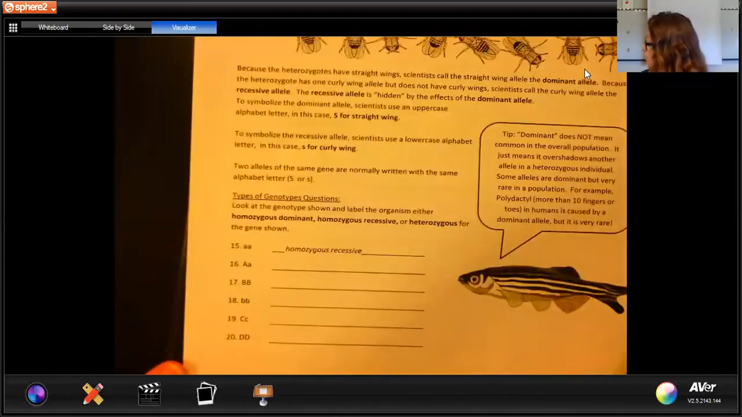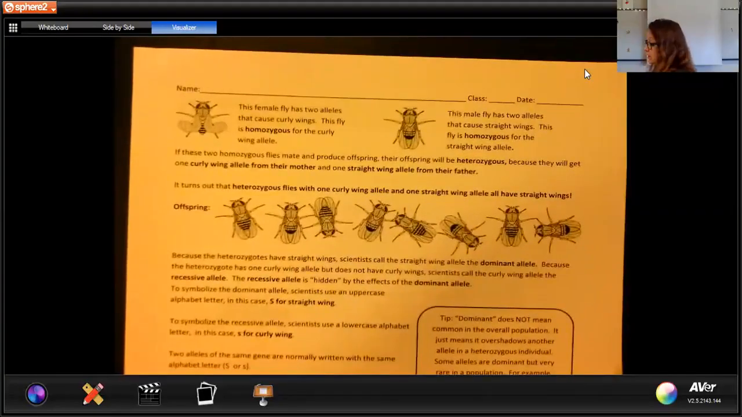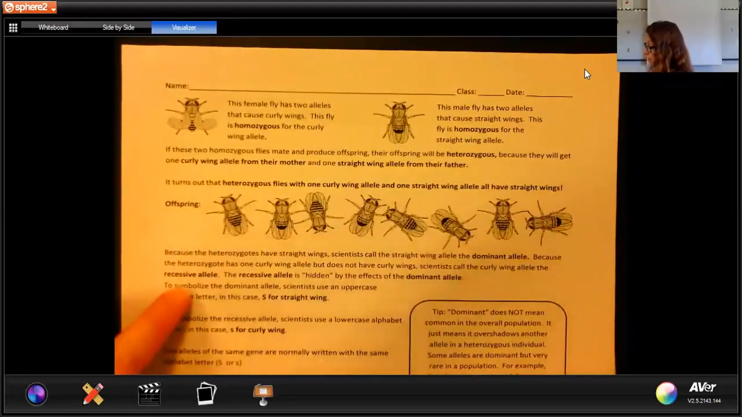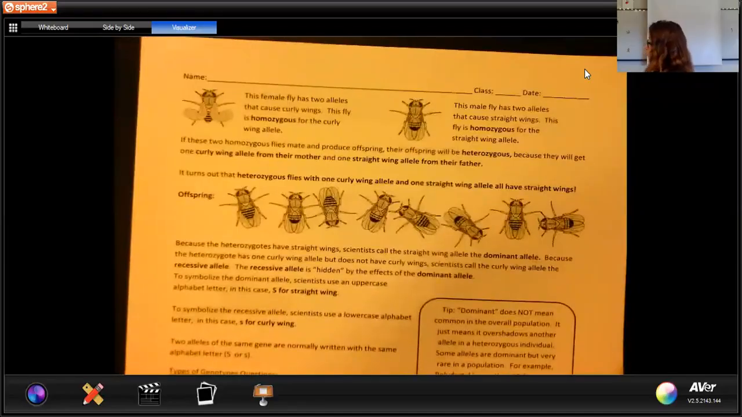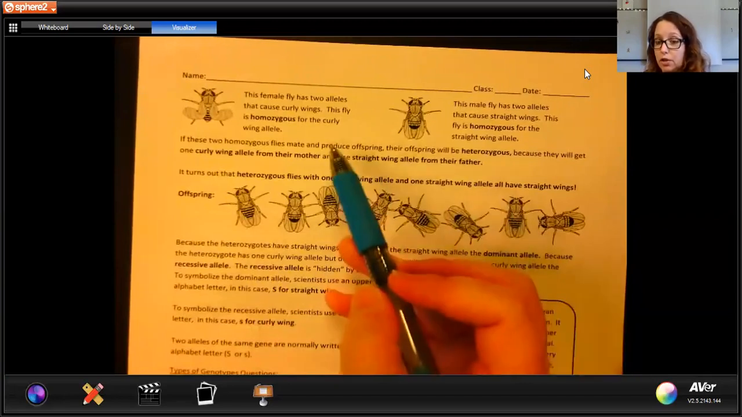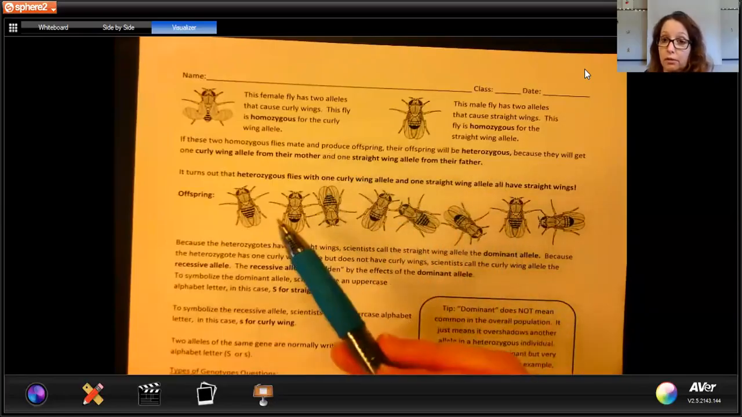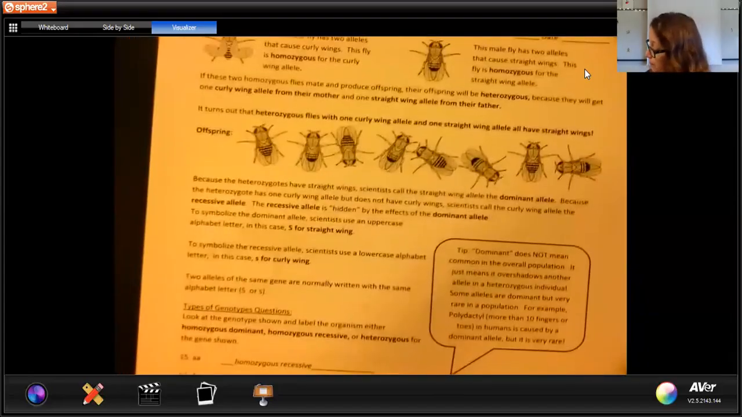Referred to as homozygous or heterozygous. And so here you have flies. This female fly has 2 alleles that cause curly wings, and the male fly has 2 alleles that cause straight wings. Here is their offspring here. You can see that they're all straight wings. So we can call the straight wing a dominant allele, because all the F1 generation became straight wing, and we're only looking for 1 trait. And so we're looking at a monohybrid cross here. Our F1 generation is all heterozygous, straight wing, curly wing, but they are all dominant, straight wing.